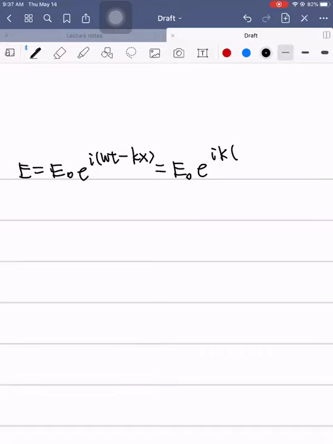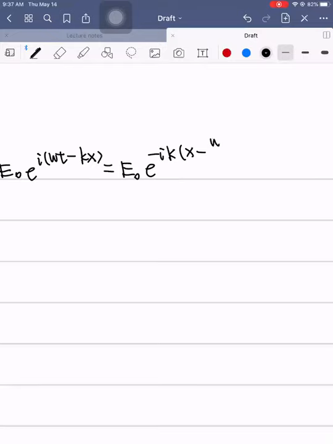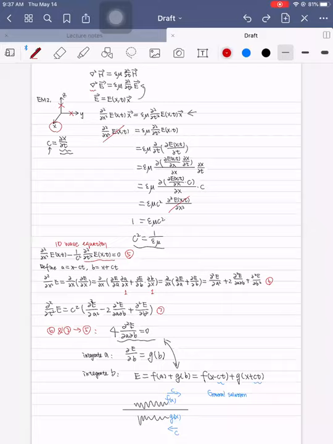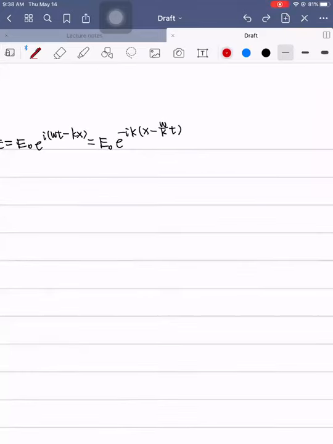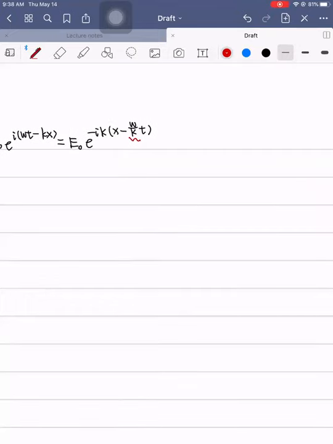ik times (omega over k t minus x)... You can check, these two should be the same. So compare this to the general solution form. You will see this omega over k equals our wave speed.